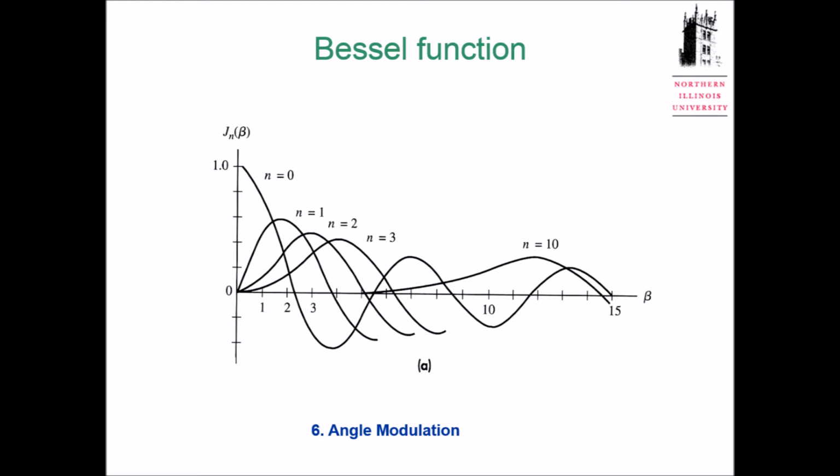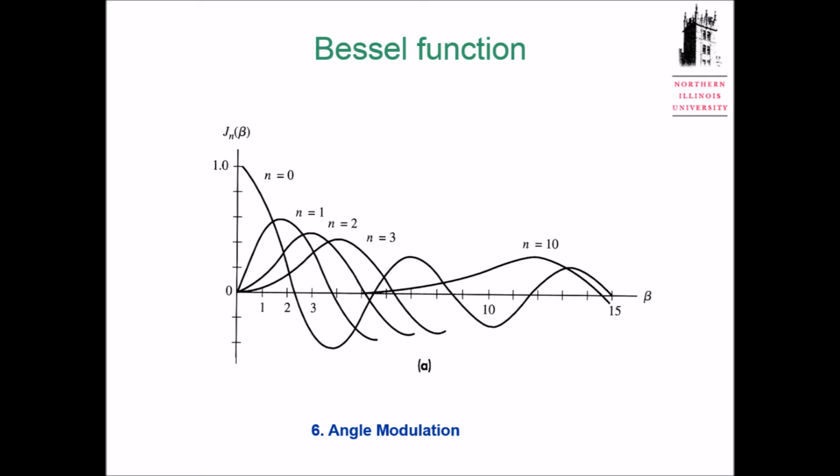Bessel function values can also be found from the curves. Each Bessel function oscillates, similar to a sinusoid, but the amplitude drops, similar to a sinc function. This is one set of such curves: when n equals 0, when n equals 1, 2, 3, 4, 10. Here, n is the order of the harmonic.